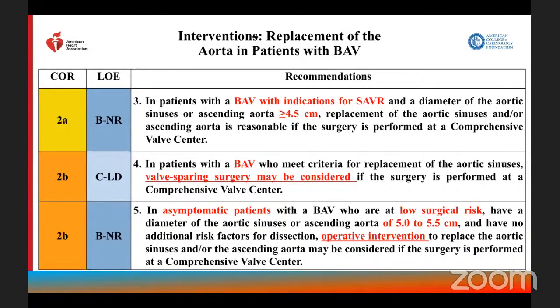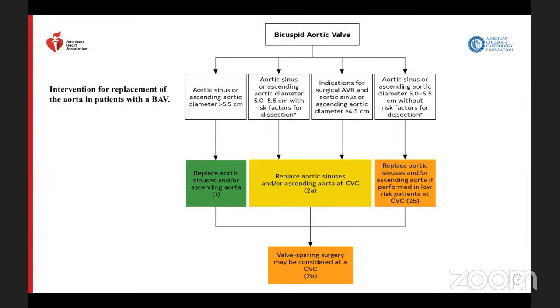In an asymptomatic patient with a bicuspid aortic valve who is at low surgical risk, has a diameter of the aortic sinuses or ascending aorta of 5 to 5.5 centimeters, and has no additional risk factor for dissection, operative intervention to replace the aortic sinuses and/or the ascending aorta may be considered if the surgery is performed at a comprehensive valve center.